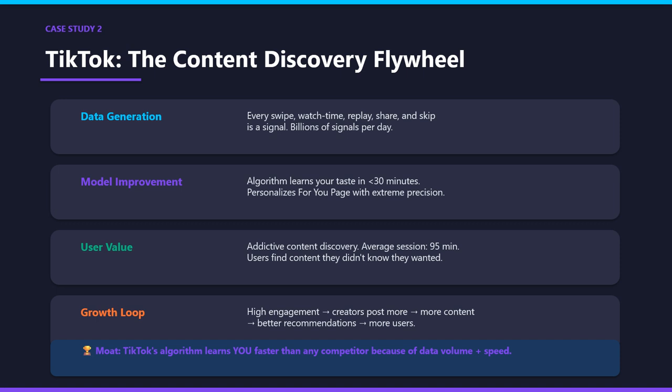The average TikTok session is around 95 minutes. Users find content they didn't even know they wanted. That's the magic of a well-tuned recommendation engine.